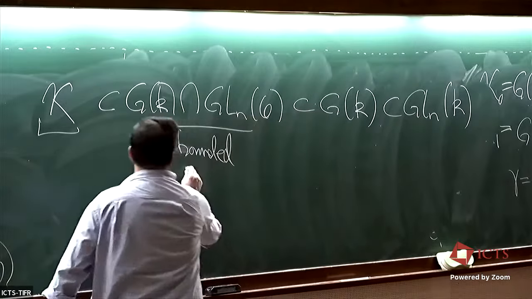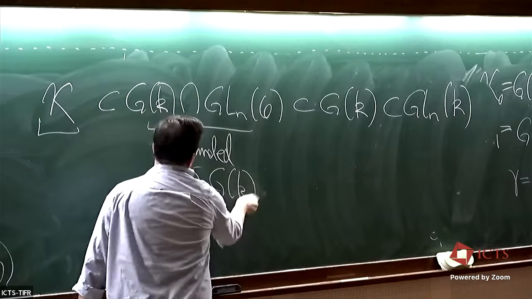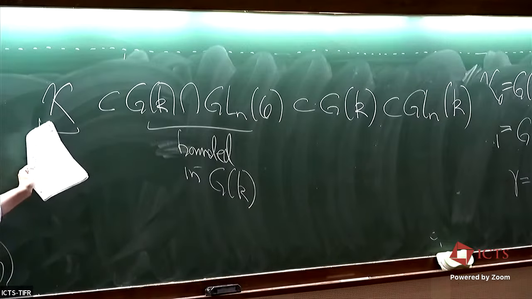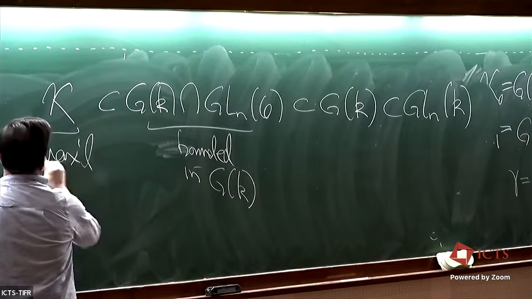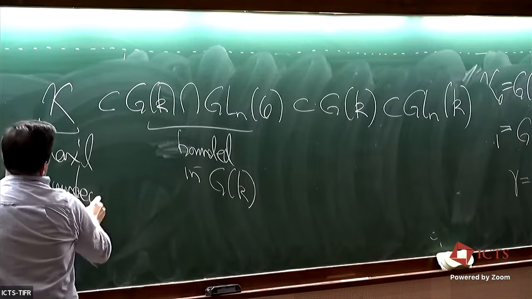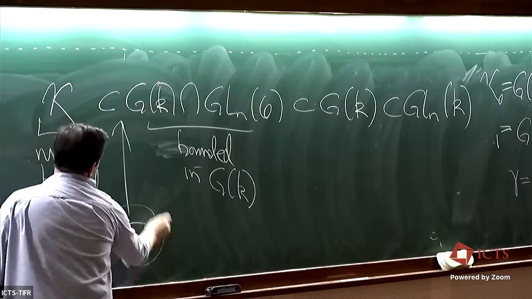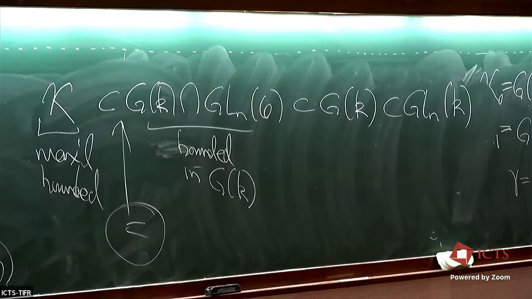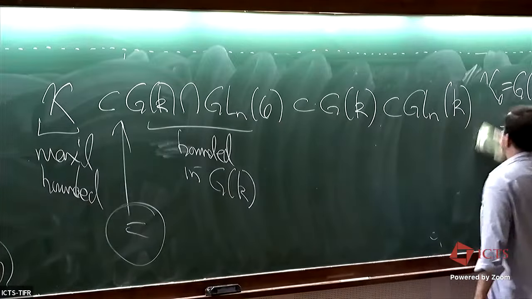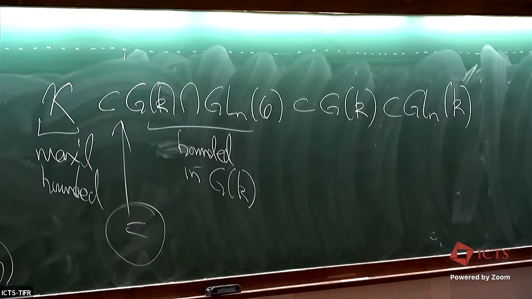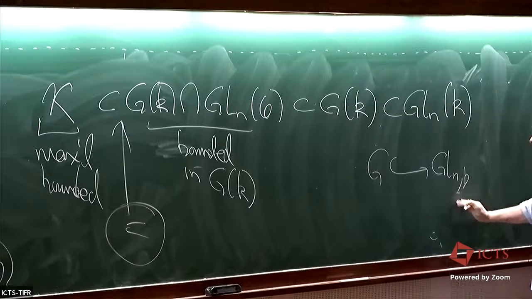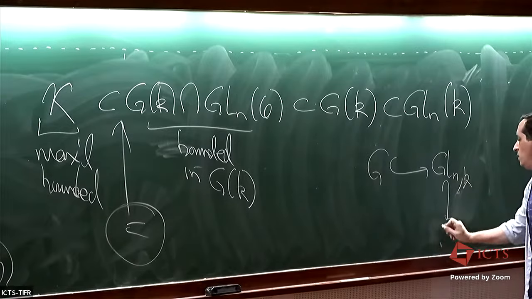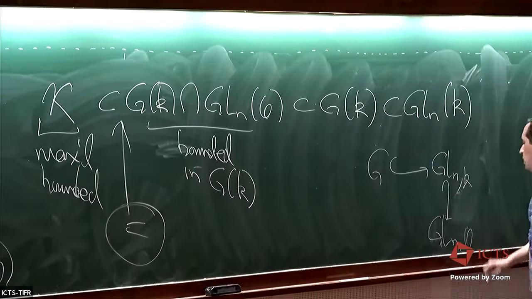Okay, so this is bounded in G of K, but I'm giving you that this is maximal bounded. Therefore, this must be equal. So this is maximal bounded. Therefore, this must be an equality. Well, why is that useful? Well, let's now take the way that G sits inside GLN. So G sits inside GLN of K, and that in turn sits inside GLN of O.